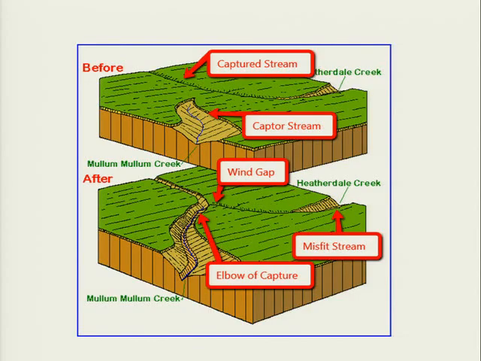The other feature is the wind gap or the dry point. They also refer to it as the dry point. That is a dry area. That area used to have water, but now it does not anymore. And that is right next to the elbow of capture.